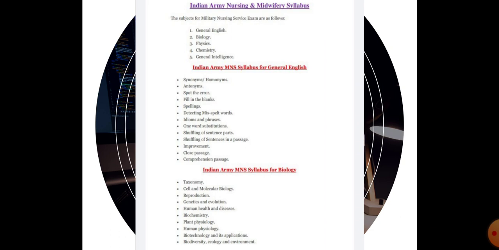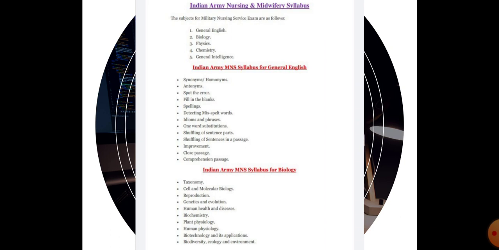Firstly, you need to know the subjects for Military Nursing Service, and there are five main subjects in it. Firstly, general English, secondly biology, third physics, fourth chemistry, and the last one is general intelligence, which also includes current affairs. As I have earlier told you, there are 50 marks from general English, 50 marks from science including biology, physics and chemistry, and 50 marks in general intelligence.